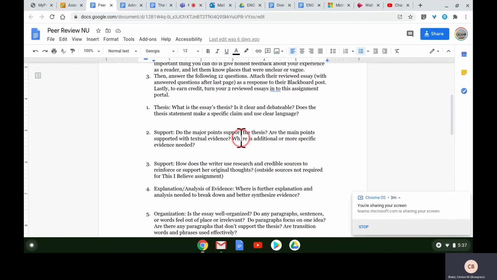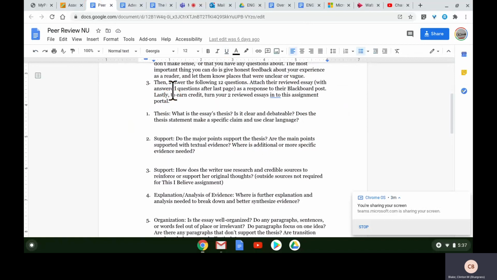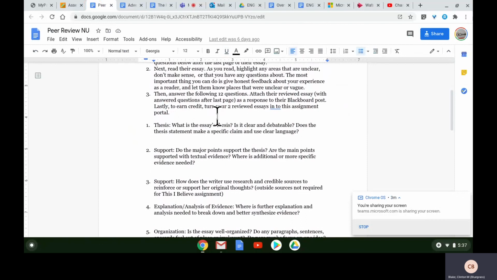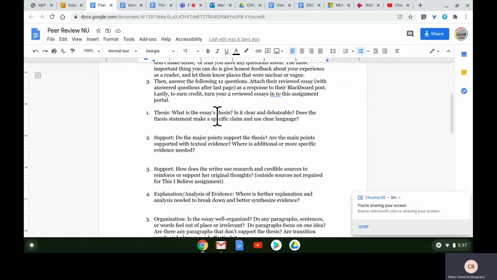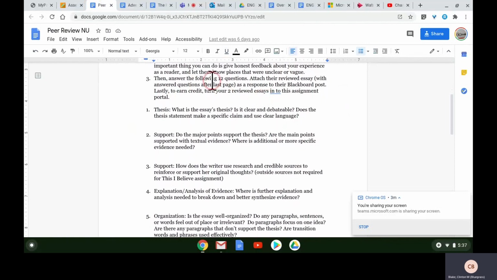So on to step 3. After you've read it and just kind of mark spots, you can highlight them as you read that are unclear or vague or that don't make sense to you as a reader. Then you answer these 12 questions on the last page of their essay. After you do that, you attach their reviewed essay with these answered questions as the last page as a response to their Blackboard post. So again, that's the Blackboard post from last week. You'll go in and you'll reply to their Blackboard post, and you'll put your responses there.